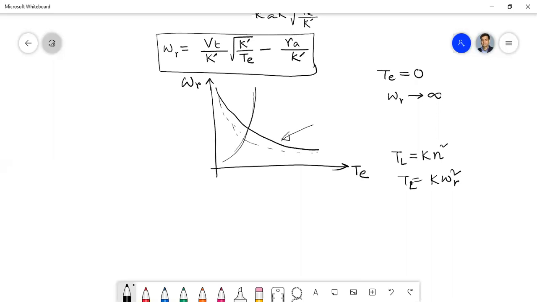Yes, sir. Okay, so this is the load torque characteristic and this is the motor torque characteristic. These two characteristics will intersect at a certain point, and that will give me the equilibrium speed. It is called the equilibrium condition, or also the operating condition.